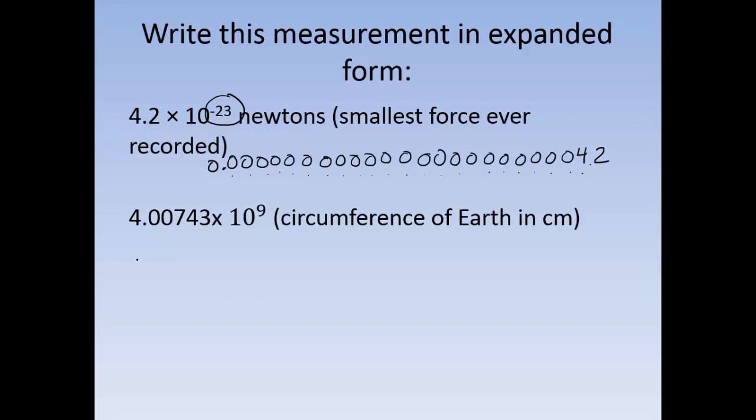Okay, how about this one? So we've got 4, 0, 0, 7, 4, 3, and we need to move the decimal 9 times to the right. It started here, so 1, 2, 3, 4, 5, 6, 7, 8, 9. And so my number looks like 4,007,430,000. And that is the circumference of the Earth in centimeters, if you ever wanted to count them. And that's how scientific notation works.